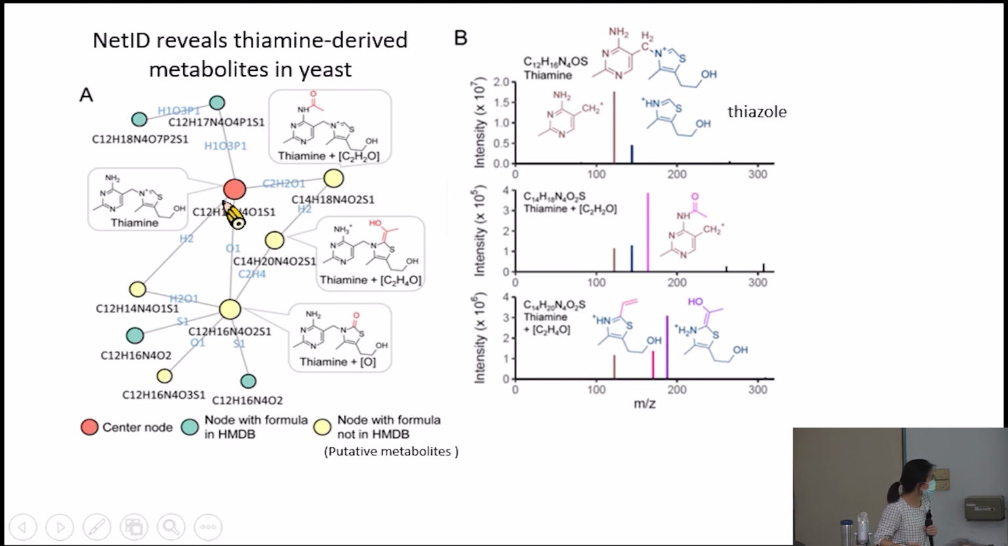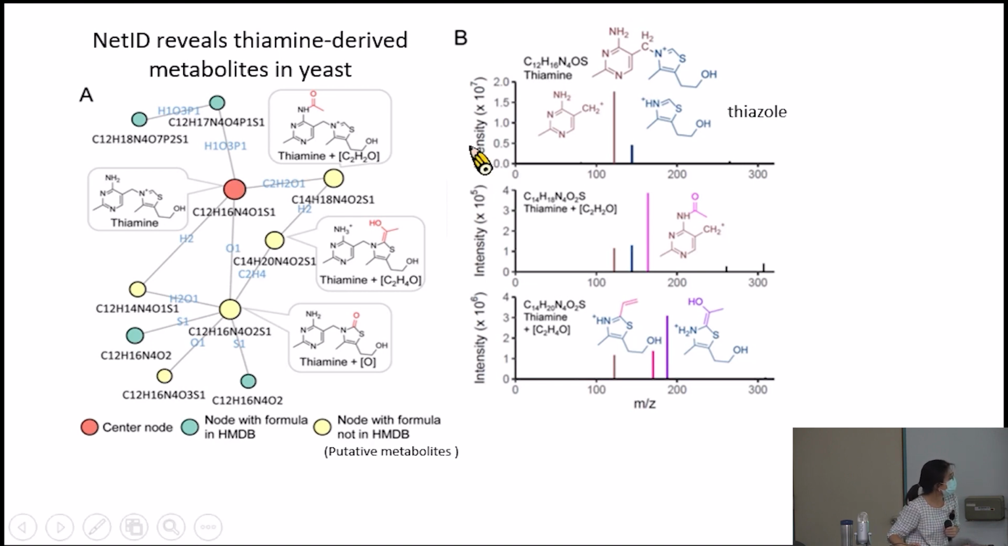Okay, so you can see here, this is thiamine, and this is thiamine plus oxygen. This is thiamine plus C2H4O, and this is thiamine plus C2H2. So after predicting this connection, what they did is they analyzed the mass spectrum data here.